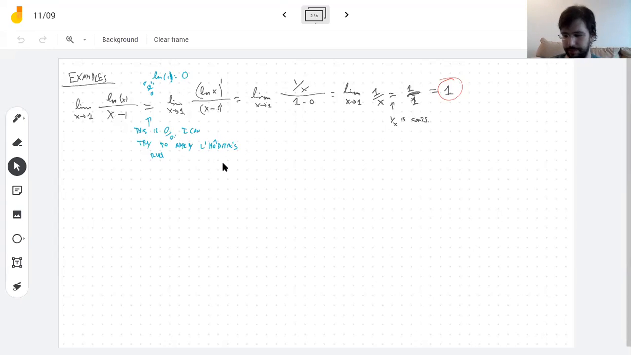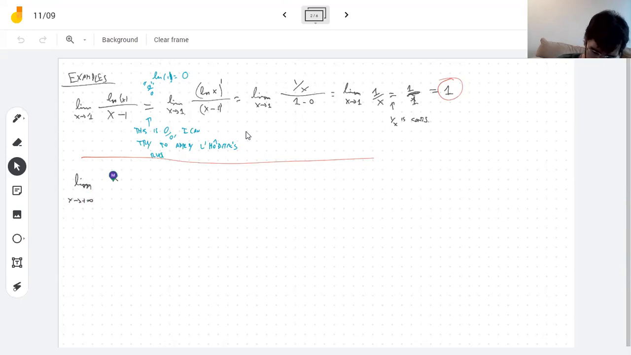So from now on, you can use this to find limits. Some limits that you already knew how to do, you can also use L'Hopital's rule for, and it might be easier, it might not be, but it's just there for you to use. For example, the limit as x goes to infinity of x squared minus 3 divided by x squared plus x plus 1.